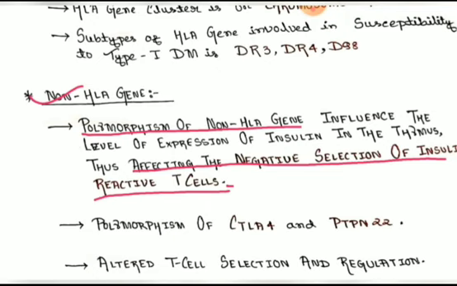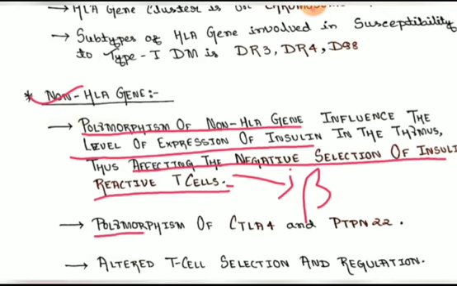But since here the negative selection is affected, such reactive T cells which can act against the self beta antigens of our body will still persist. Such reactive T cells will result in destruction of the self beta antigens, which would affect the level of expression of insulin. So the polymorphism of the non-HLA genes would affect the negative selection of the insulin reactive immune cells, which would affect the level of expression of insulin.